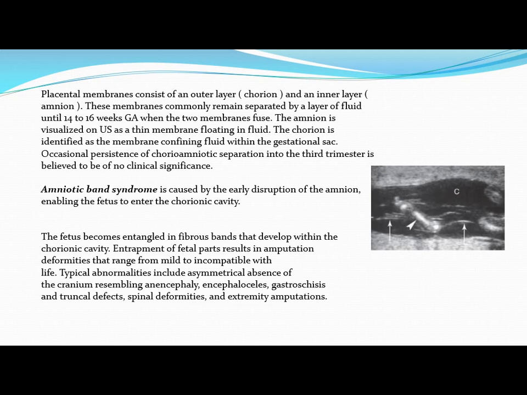Amniotic band syndrome is caused by the early disruption of the amnion, enabling the fetus to enter the chorionic cavity. The fetus becomes entangled in fibrous bands that develop within the chorionic cavity. Entrapment of fetal parts results in amputation deformities that range from mild to incompatible with life. Typical abnormalities include asymmetrical absence of the cranium resembling anencephaly, encephalocele, gastroschisis, truncal defects, spinal deformities, and extremity amputations.